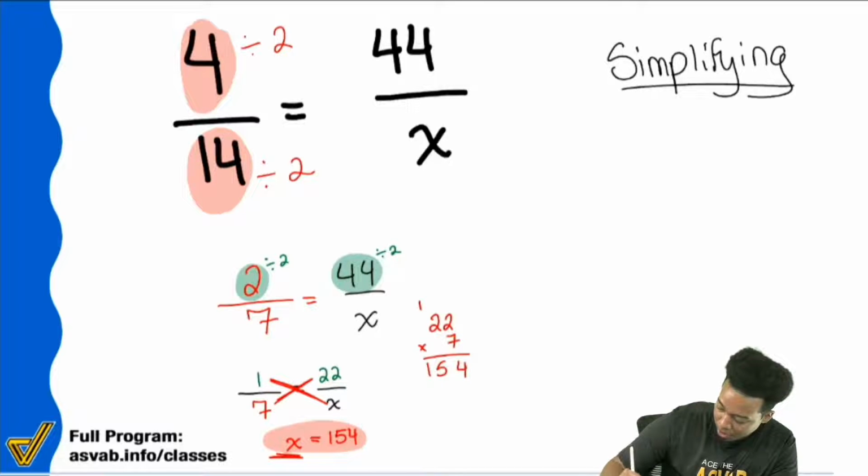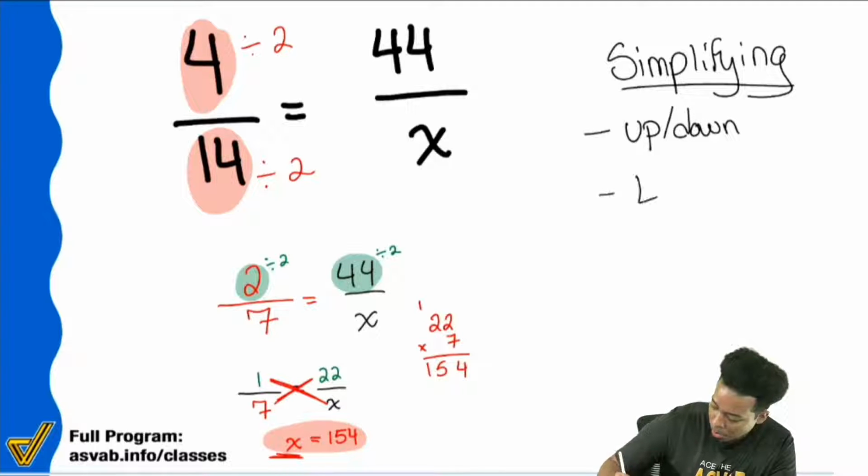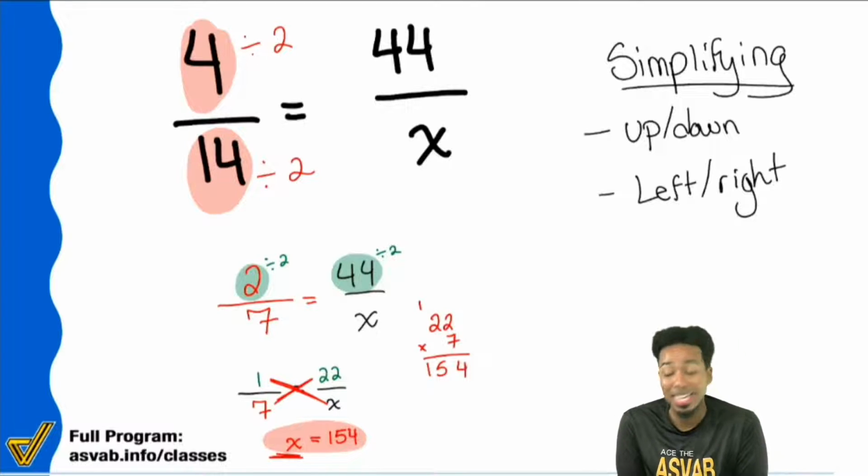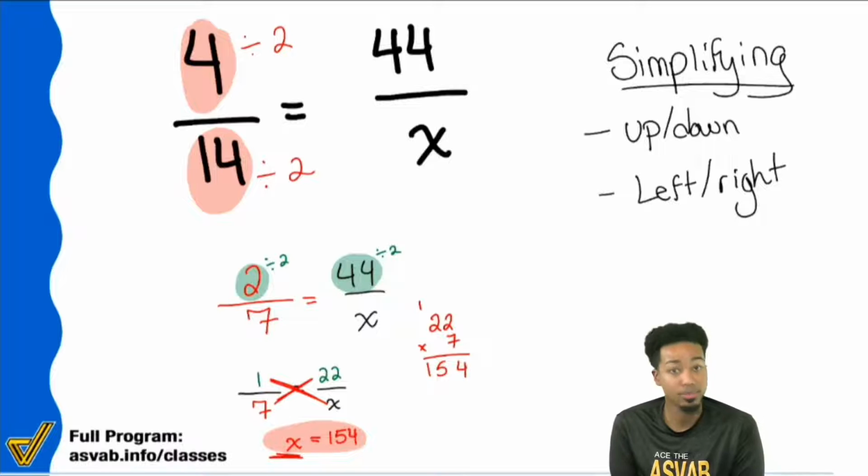You can simplify again, up, down, or left, right. Only those two ways. You cannot do it any other way. Got it? But that's my recommendation. Again, guys, before you multiply, simplify. Before you solve the proportion, simplify it.